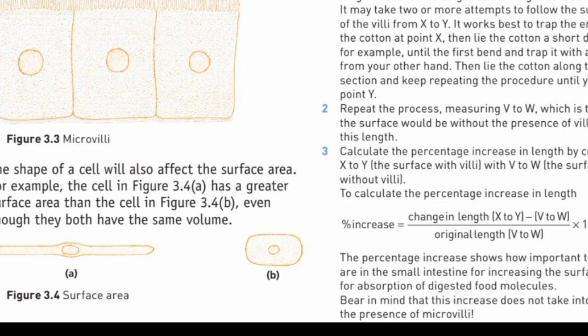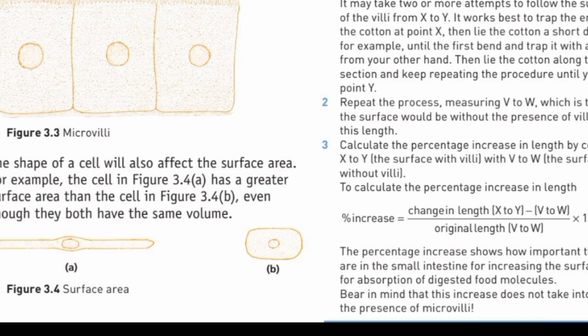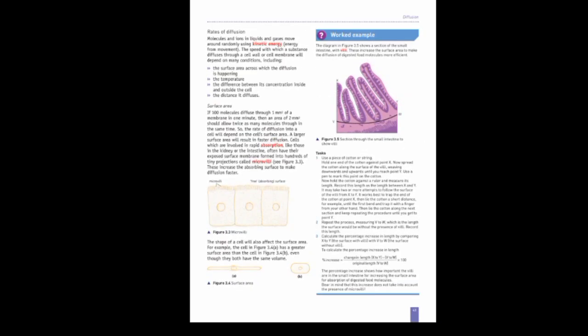For example, in the two pictures here, diagram A and figure B, you can see that figure A has more surface area, so diffusion takes place quickly in it, and in figure B the surface area is lower. The volume is the same but the surface area is lesser, so the diffusion is not as quick as in figure A.